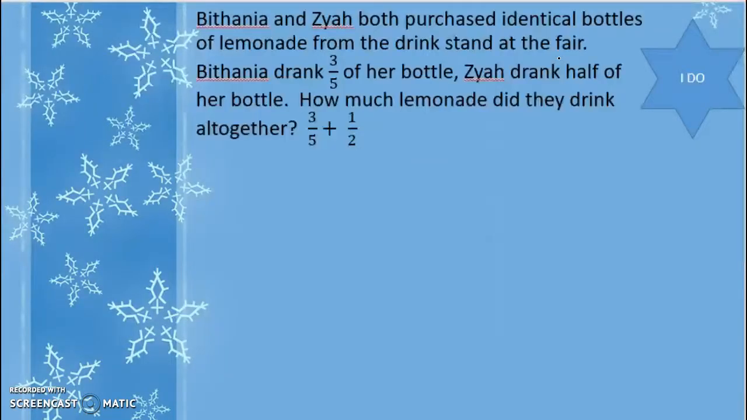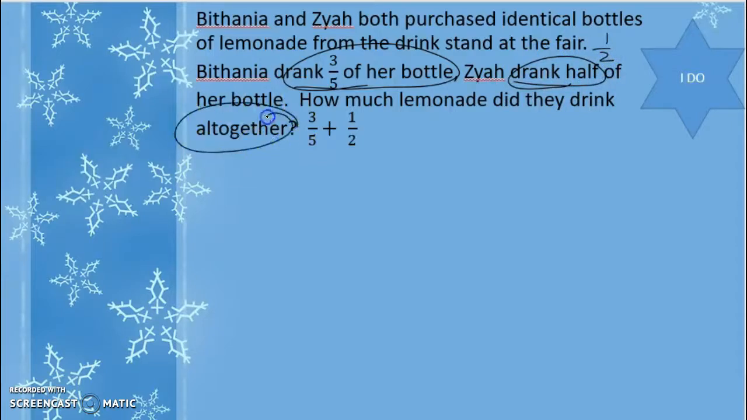Okay, Bethania and Zaya both purchased identical bottles of lemonade from the drink stand at the fair. Bethania drank 3/5 of her bottle, and Zaya drank half of her bottle. How much lemonade did they drink all together?